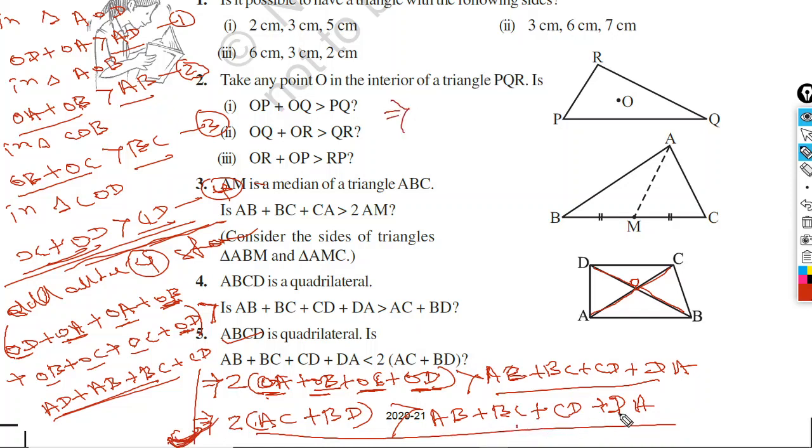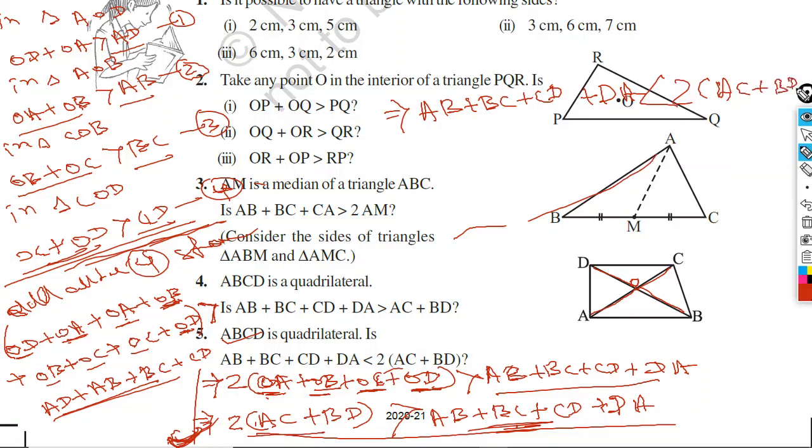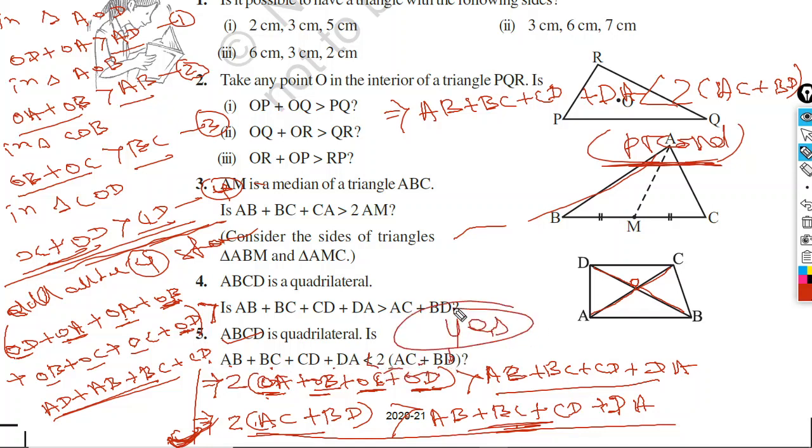Implies AB plus BC plus CD plus DA, this was small, so we can write smaller than 2 into AC plus BD. Hence proved. So can we say AB plus BC plus CD plus DA is less than 2 into AC plus BD? You can say yes. We have proved it here also.